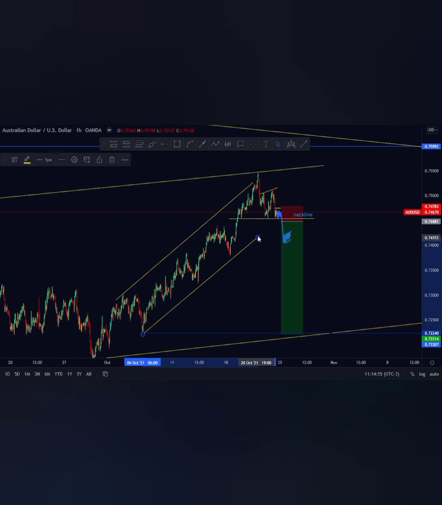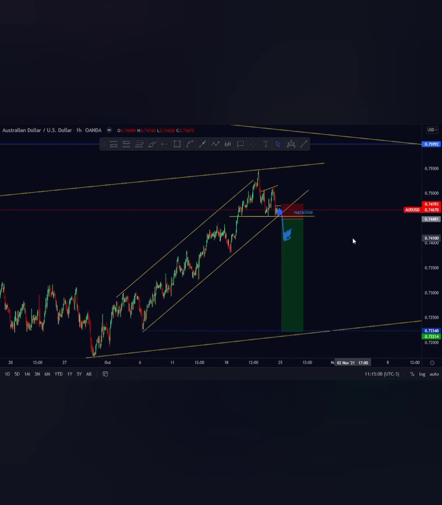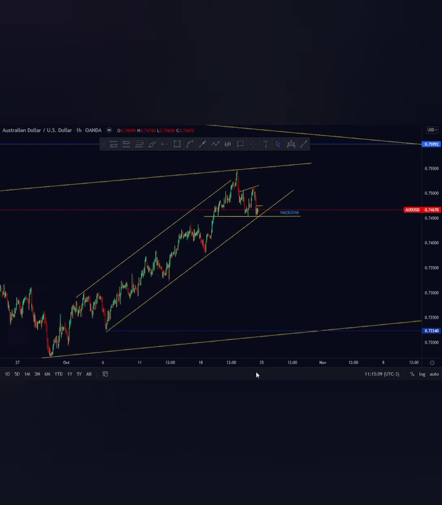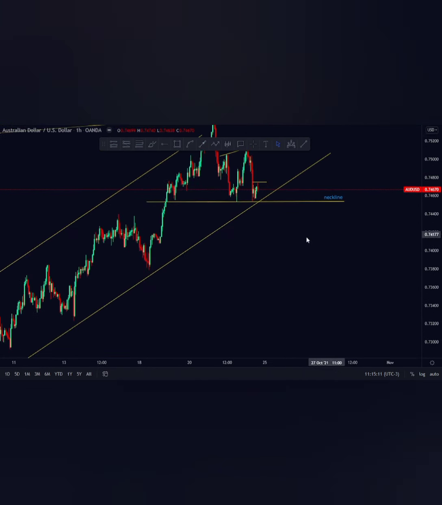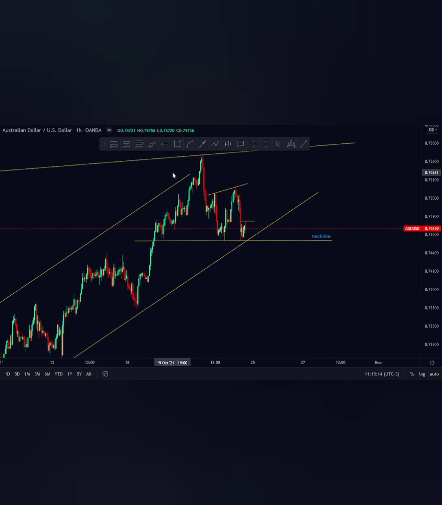Don't take your entries within this channel because price can reverse from here and push towards the upside. And now you have to pay attention to how price breaks this level. If it breaks this level in this manner, don't take that trade. Don't take it, because it can still push back inside. You understand? So it's all a matter of reading between the lines.